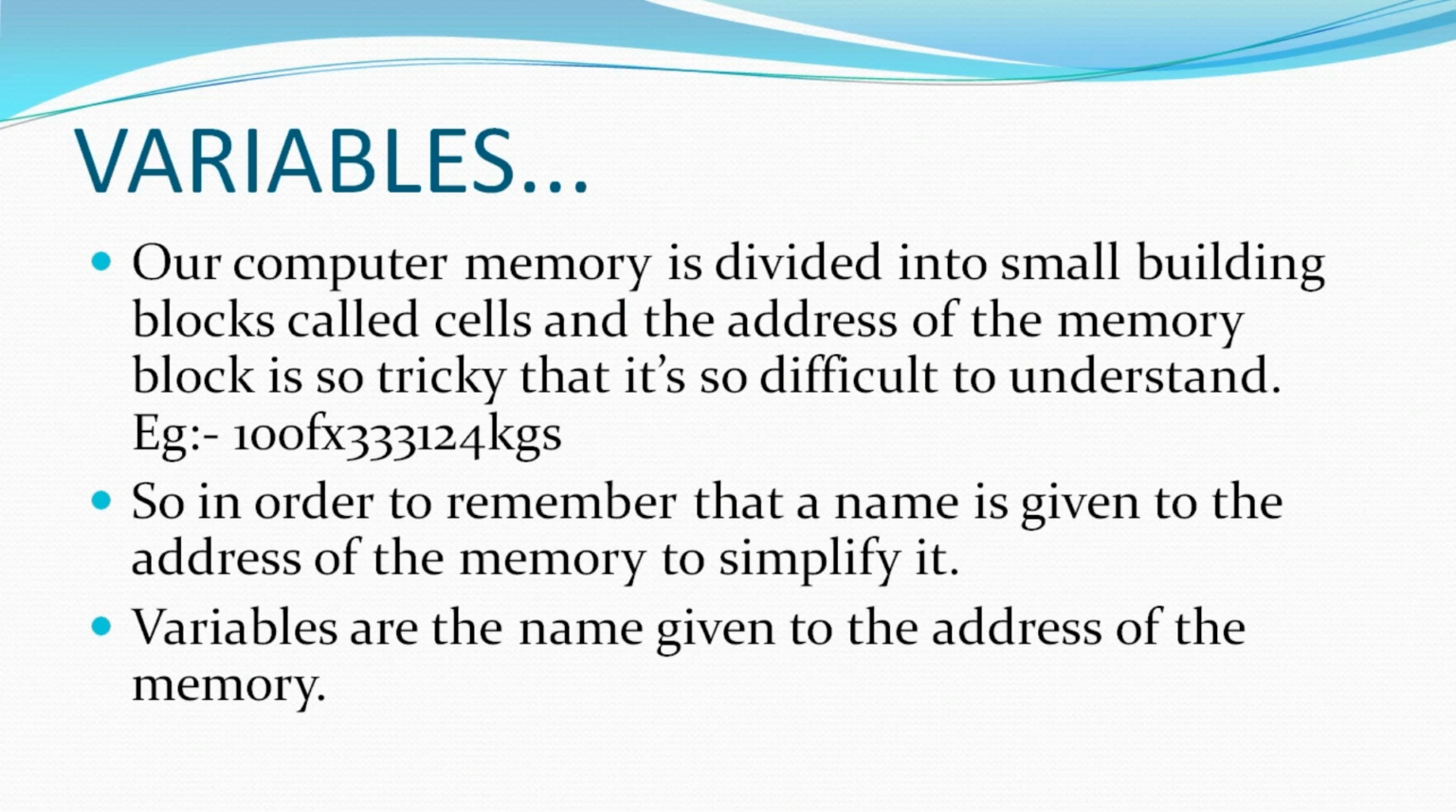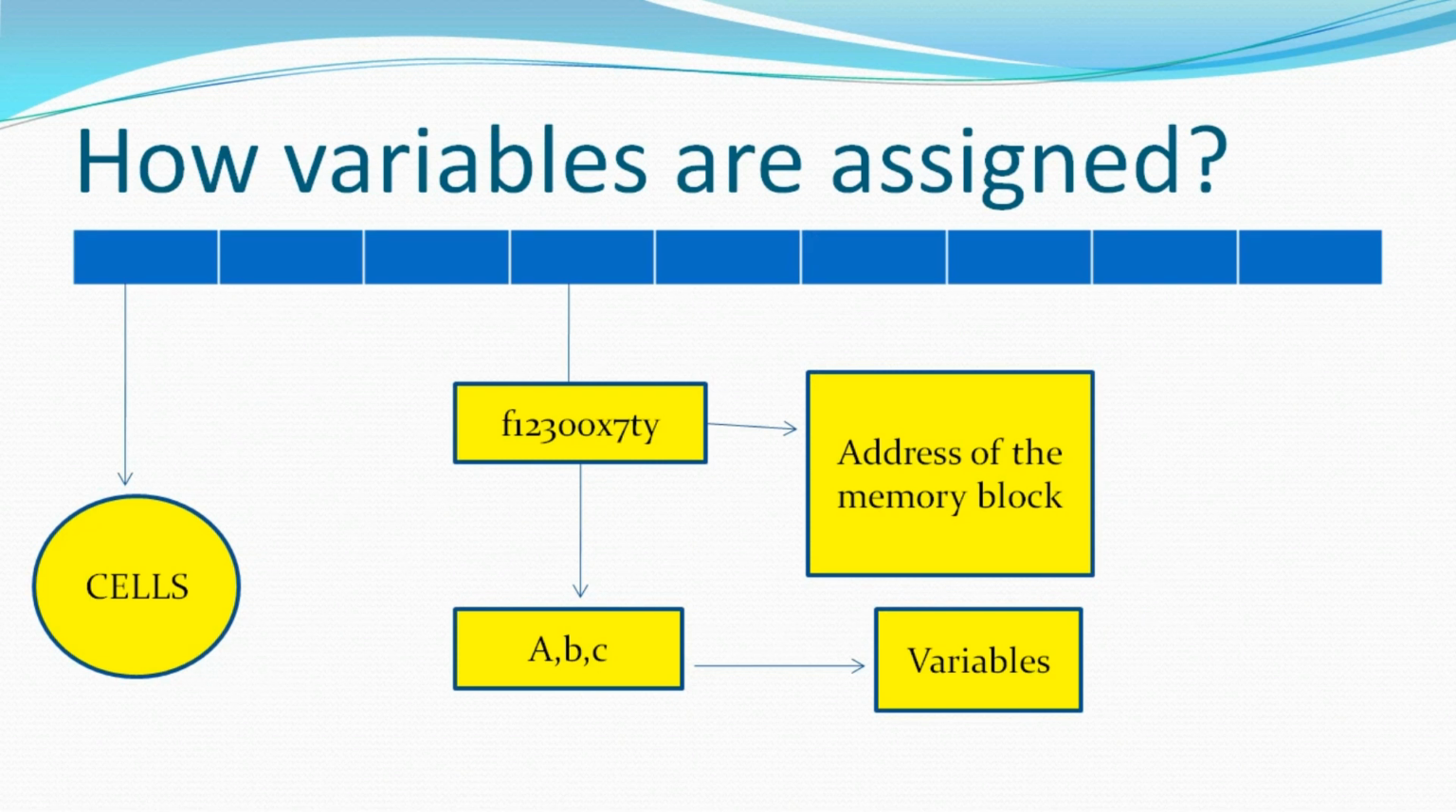So variables are the name that is given to the address of the memory so that it can be easily remembered by us. That's why a variable is the name of the address of the memory. It isn't just an identifier or something. A variable is the name given to the address of the memory that holds the data.